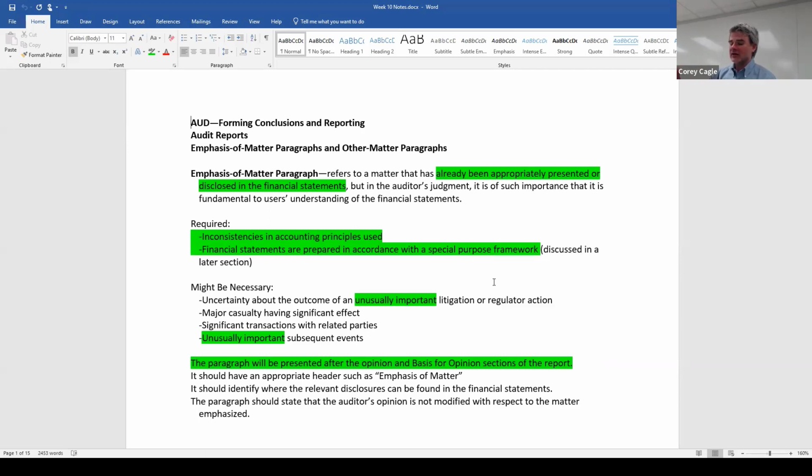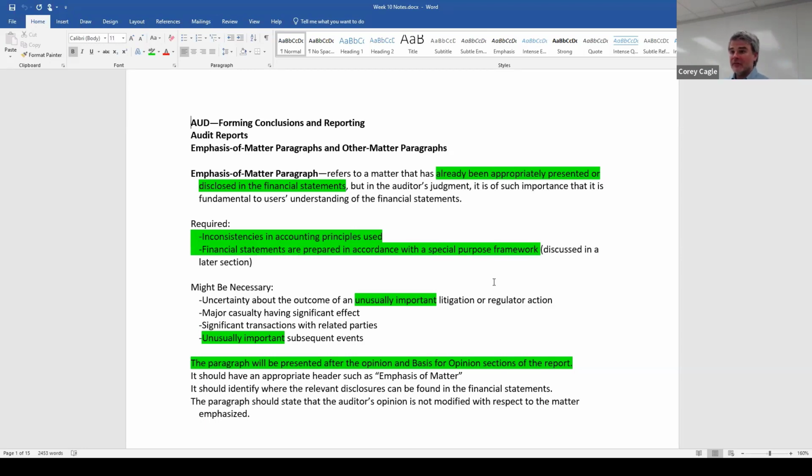Other matter is for things that are not in the financial statements, and appropriately so, but we're going to throw that other matter paragraph in there to say, oh yeah, here's all the financial statements, by the way, this too, right? So emphasis of matter is like, here's the financial statements, be sure to check this out, that's in there. Other matter is, here's the financial statements, oh, and by the way, we got this going on as well, right? So that's kind of a simple way to look at that.